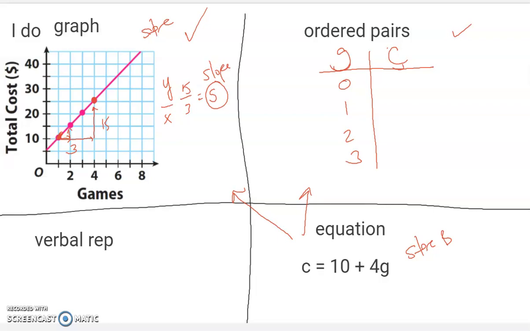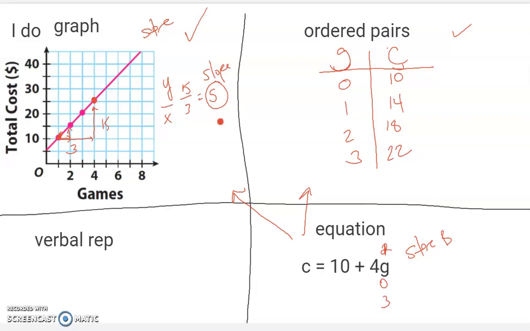So I'm going to come down here. What if g is 0? If g is 0, then c is 4 times 0 is 0, plus 10 is 10. What if g is 1? Then, sorry, phone's ringing. So if g is 1, then 4 times 1 is 4, plus 10 is 14. If g is 2, 4 times 2 is 8, plus 10 is 18. And if g is 3, 4 times 3 is 12, plus 10 is 22.